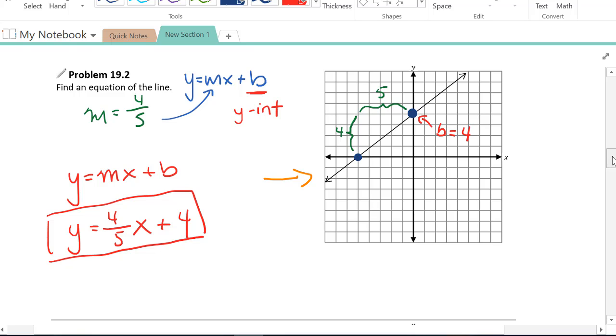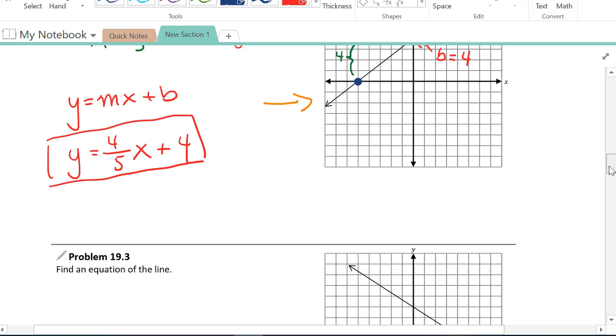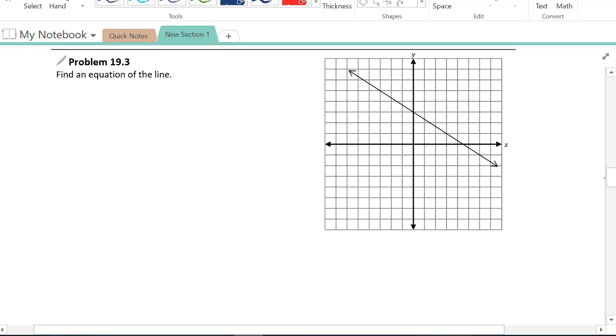Again, you can pause it here and try the next one if you want to, and then just watch the video for the solution. Let's do the next one together. So again, let's pick 2 points. Always, the first point you should pick is the y-intercept. So I'm always going to pick the y-intercept as one of my points. So right there, I'll pick that point.